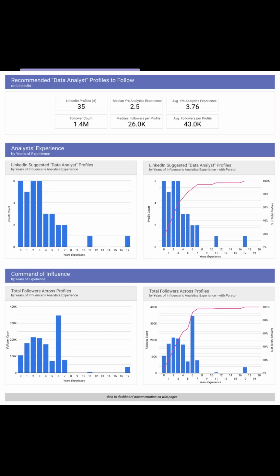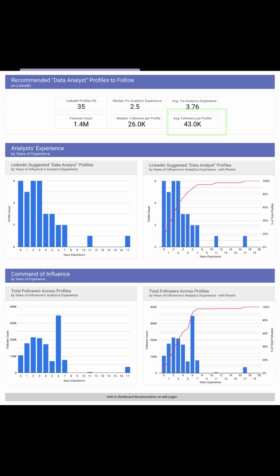But the nice thing about this dashboard here is in the middle, it's calling out the median number of years of experience in addition to the average. That's something that you probably won't see a whole lot on other people's dashboards, but that median number of years of experience when compared to the average gives us a lot of context about our data. But the rest of the data is telling us how many followers they're influencing, the median number of followers per profile that we're looking at, and then the average number as well.